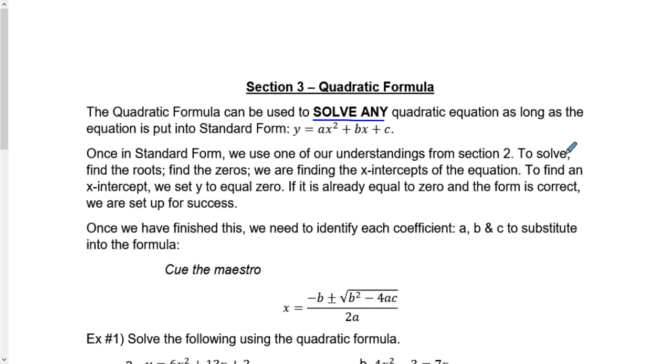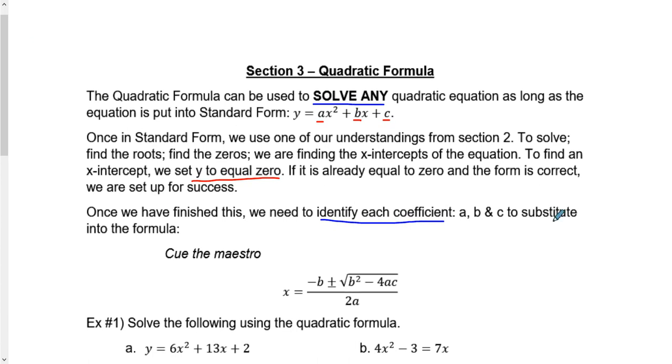So that is to solve, find the roots, find the zeros. We're finding the x-intercepts. Well, if we're doing that, that means we have to set our y equal to 0. If it's already equal to 0, the form is correct. We're already set up for success. The hardest part is just going to be identifying each coefficient and obviously the constant. So being able to properly identify what is our a, what is our b, and what is our c.